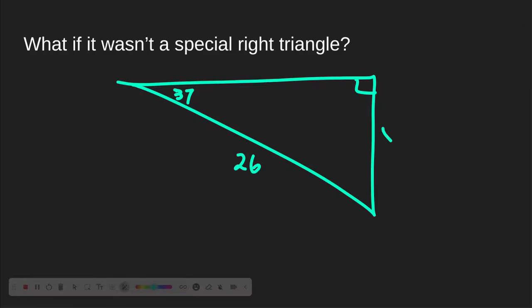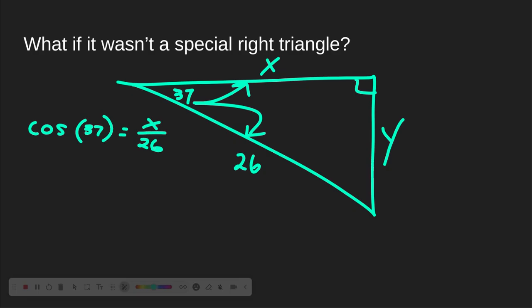And this is, no, we wanted to use cosine, excuse me. Well, let's say we wanted to find X, and this was Y. Solve for X. According to our angle 37, which side is our X? Is it opposite, adjacent, or hypotenuse? Adjacent. What about the side we know, the 26? That's the hypotenuse. That's going to be cosine of 37 is X over 26.